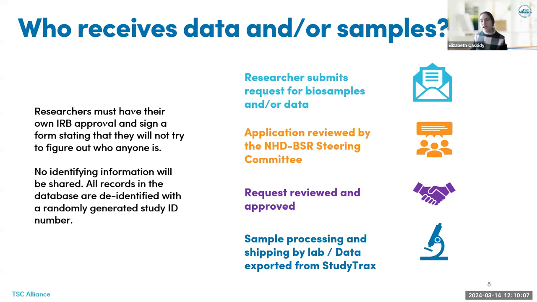So who receives data? Really any qualified researcher from anywhere in the world who submits a data access application, which can be found on our website or by reaching out to me via email, happy to provide that. It is completed by them via email, and they have their IRB approval letter ready. While the Natural History Database and Biosample Repository has its own IRB approval, we want to ensure patient privacy and do our due diligence that the ethics of the research being done are sound and they have their own institutional approval. So they submit their IRB approval letter alongside our data access application, which is completed.